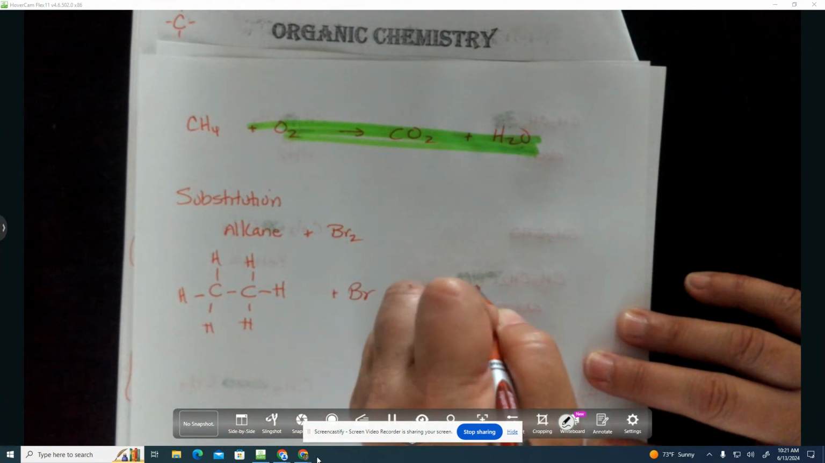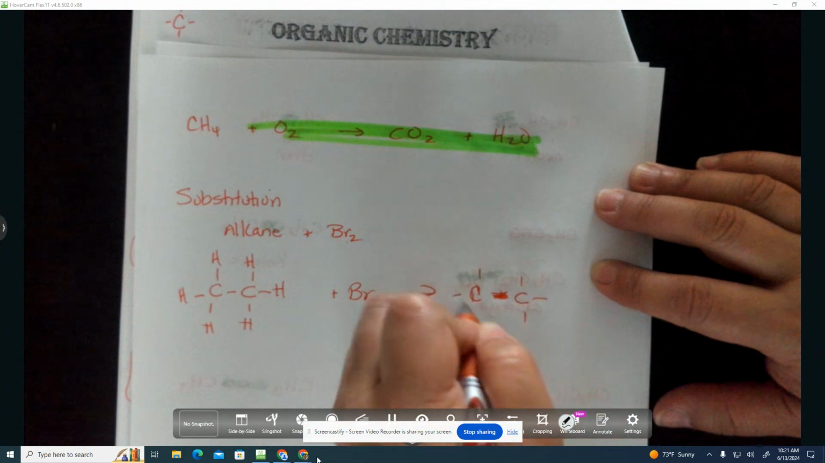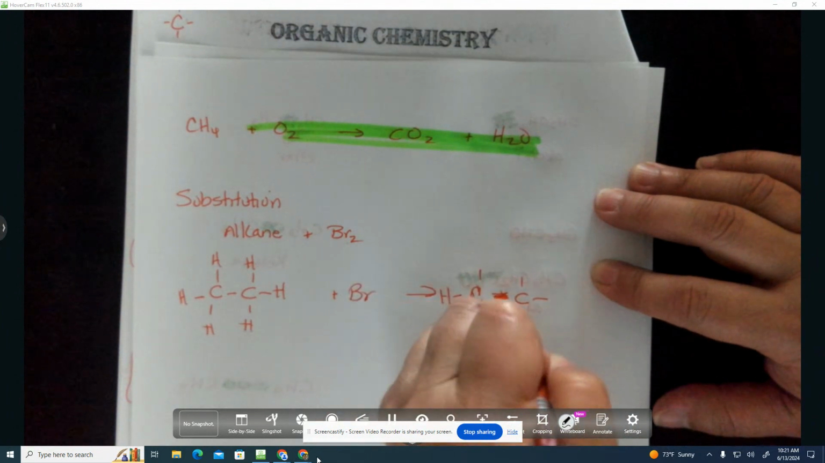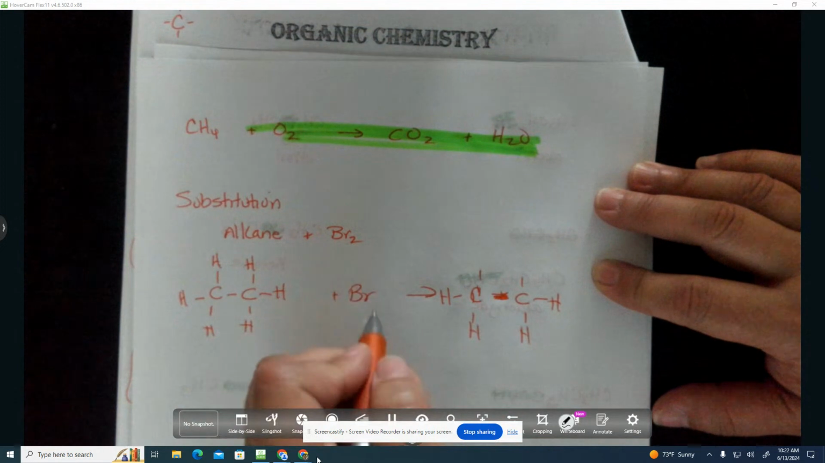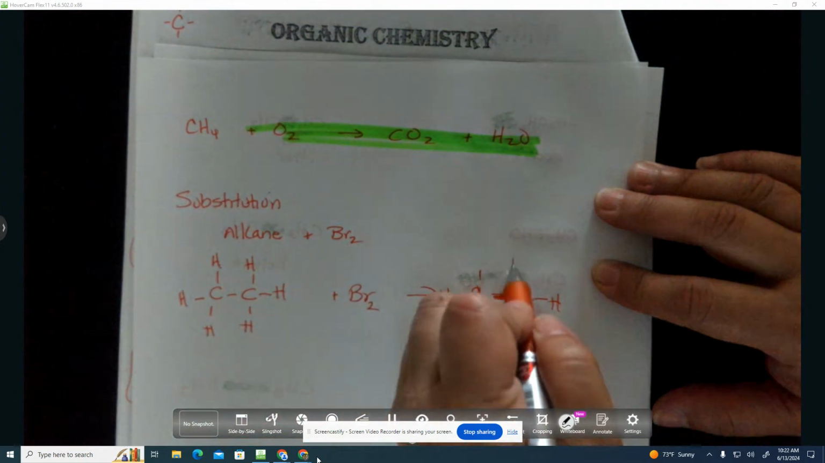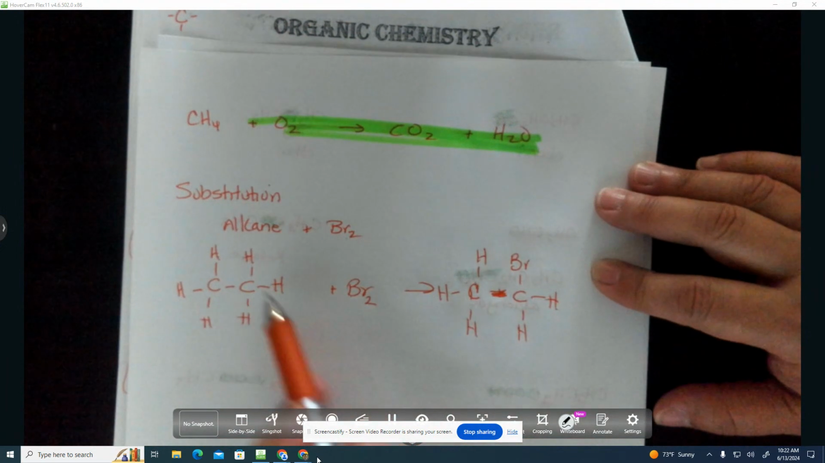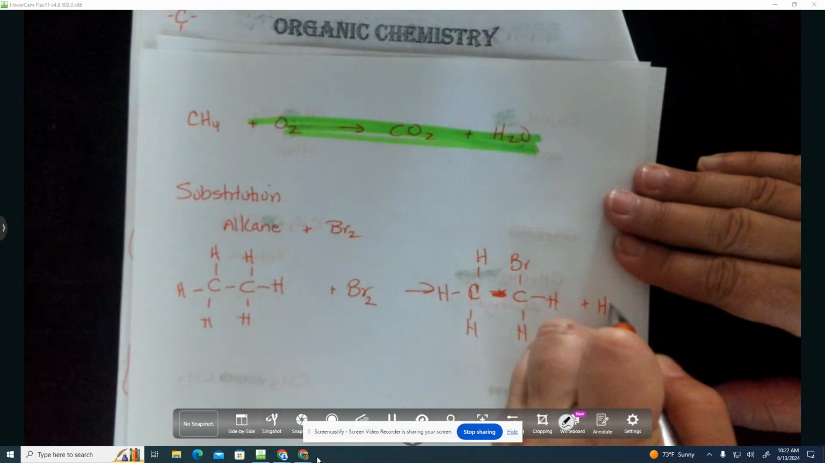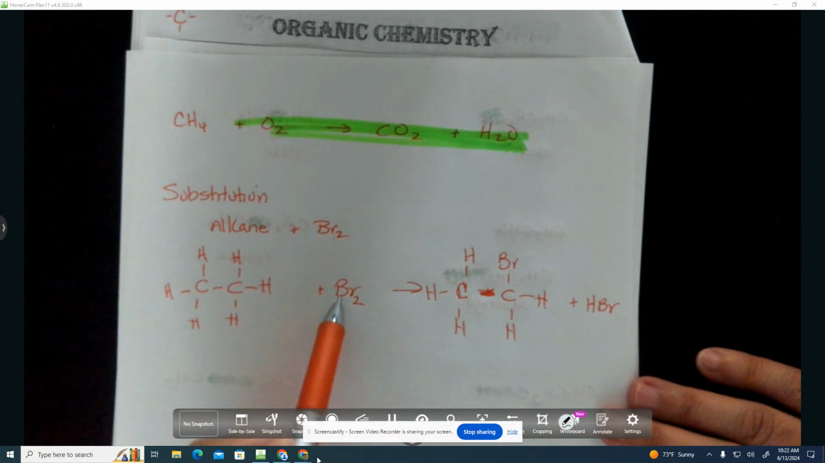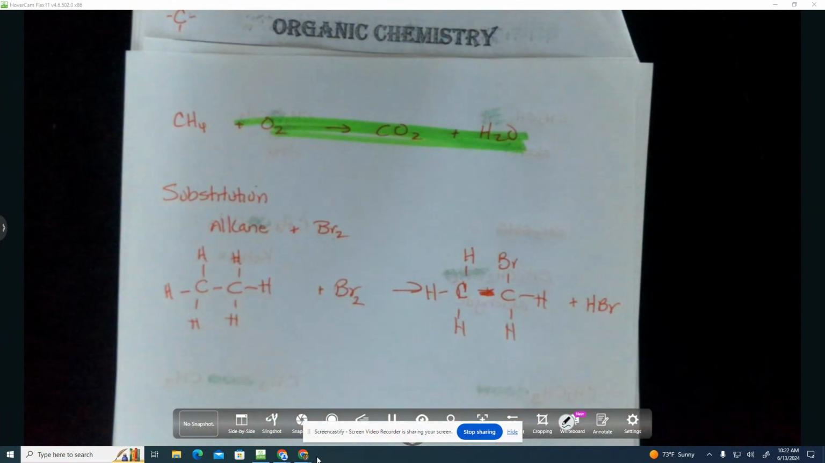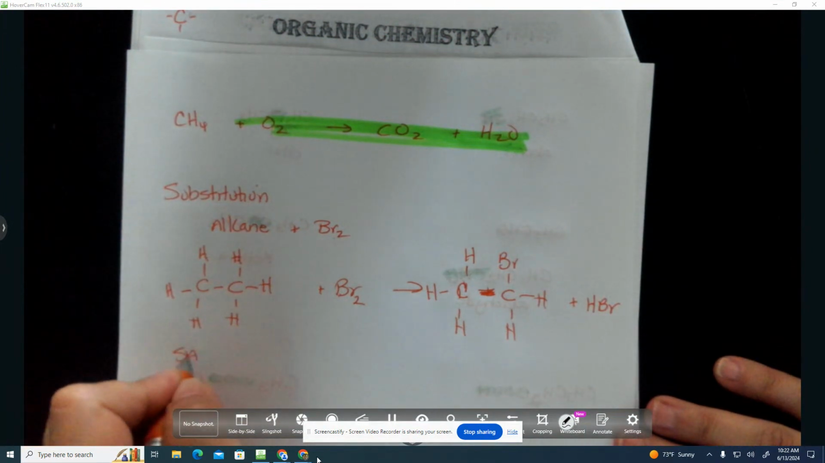So it looks like this, C, E, C. Here's hydrogens. I'm going to take these two hydrogens off. Now that bromine is going to go there. Okay, one bromine goes there, one hydrogen comes off, and I end up with HBr. This hydrogen came off. One of these bromines went in. Substituted. That happens when you have a saturated hydrocarbon.